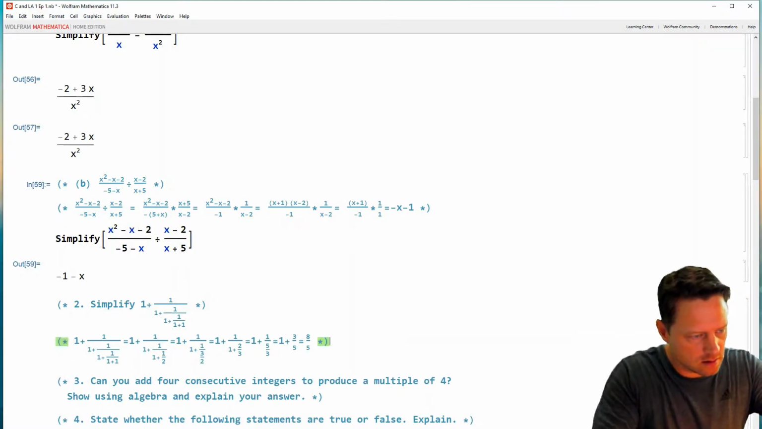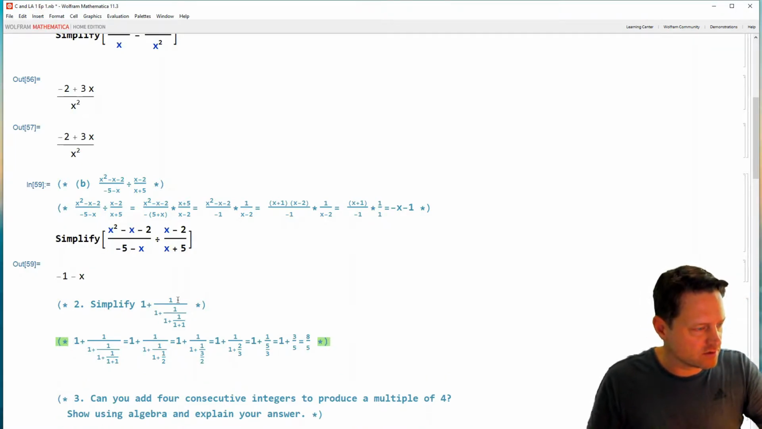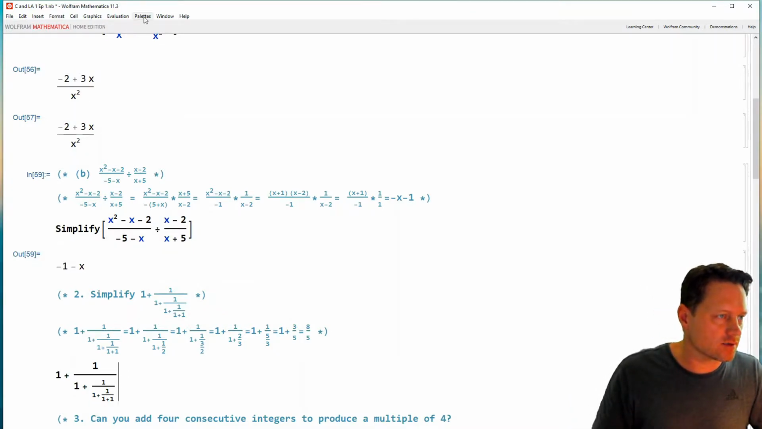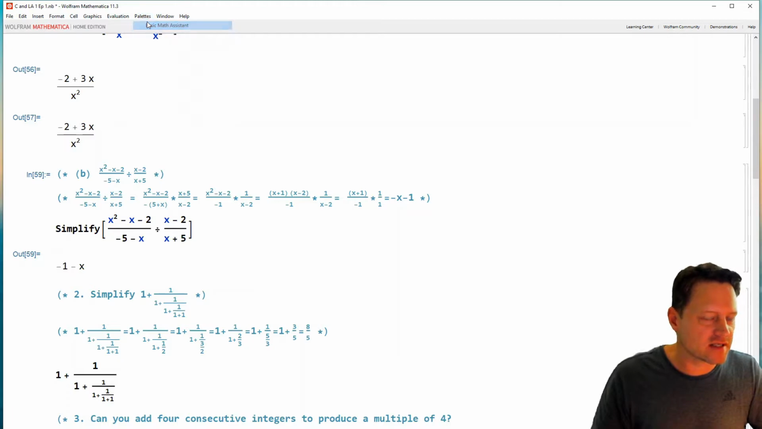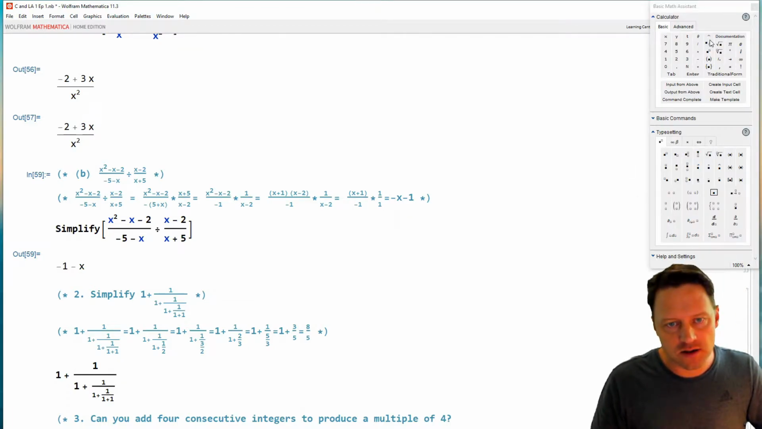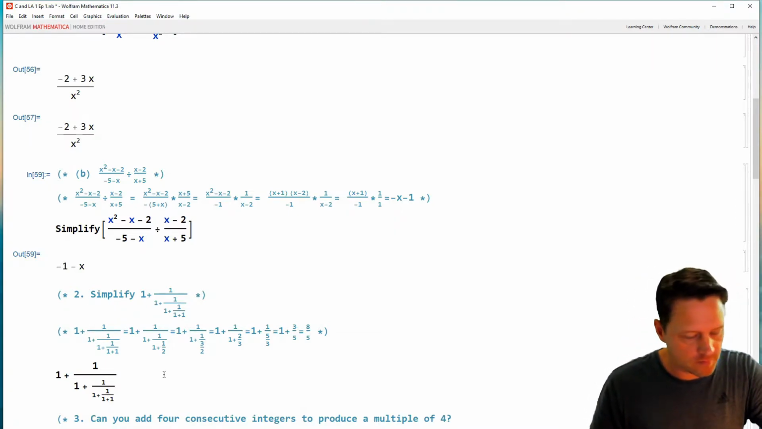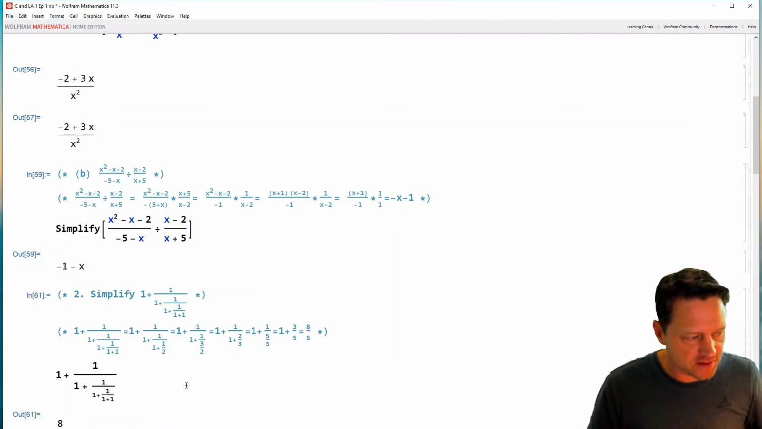and then we'll go ahead and do this on the calculator. So I can just copy and paste this. And incidentally, you can enter that using the palettes. So I would just go up here and run Palettes, Basic Math Assistant, and use this fraction button to enter that. Okay, so now if I want to calculate this, shift and enter, and I get 8/5.